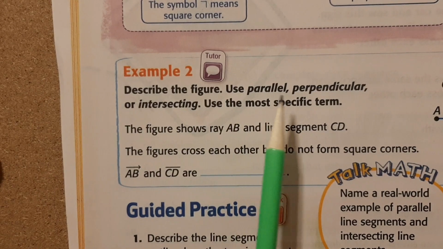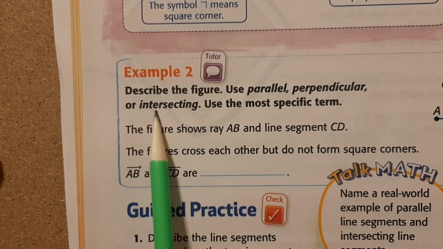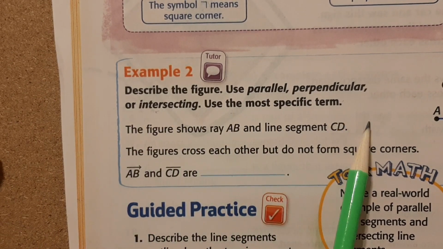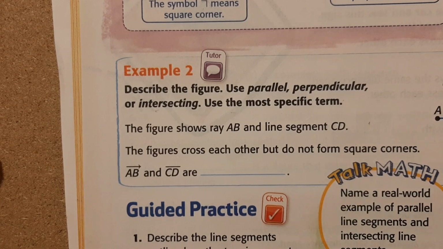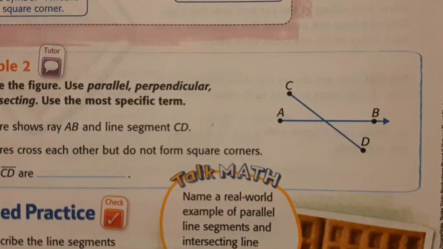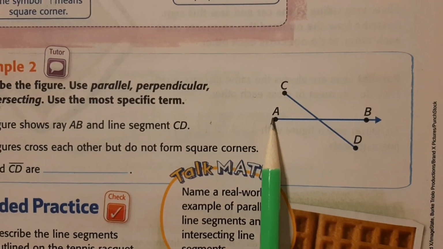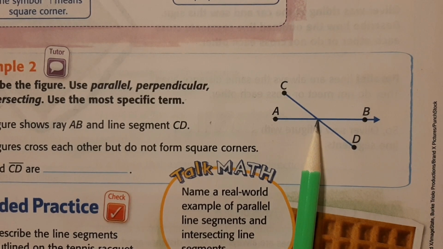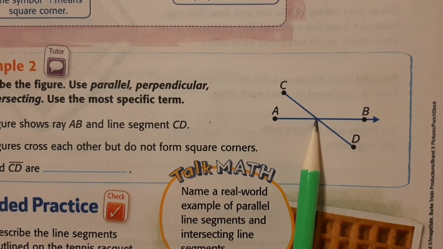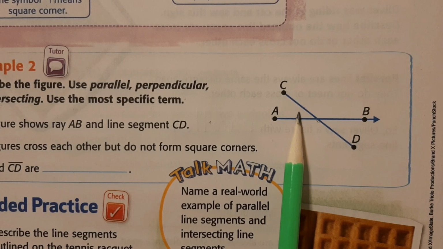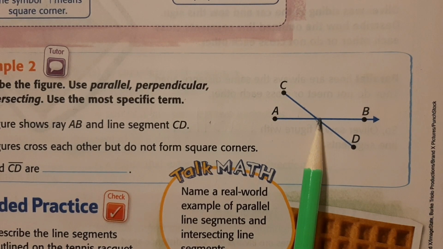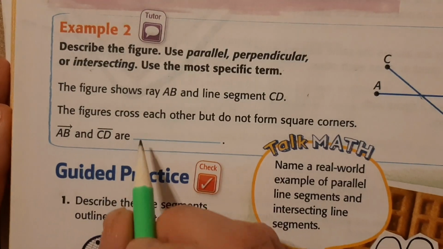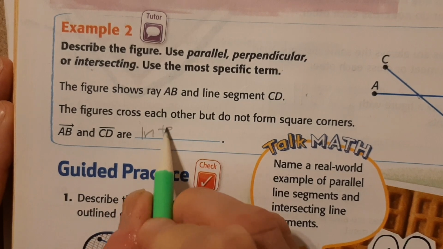Describe the figure, use parallel, perpendicular, intersecting, use the most specific term. So take a look over here. Well, do they cross each other? Yes. So they are intersecting for sure. Do they form a corner, a right angle? No, they don't. So they're not perpendicular, they are just intersecting.